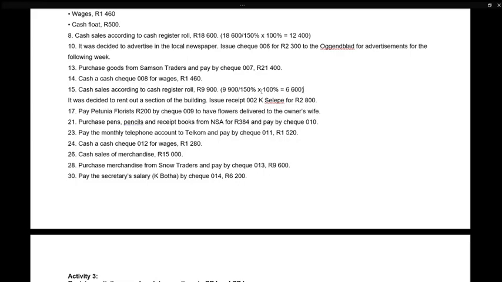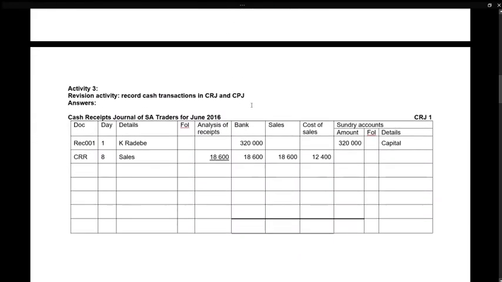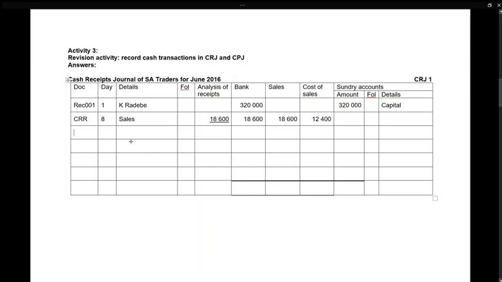There's my cost price. Okay, let's go and account for this in my cash received journal because I received cash. Cash register roll will be my document. This took place on the 15th. The details will be sales, because that's my cash register roll. I sold it to a bunch of people and I can't put all of their names in here. The amount of this sales was 9,900. Done for the day.